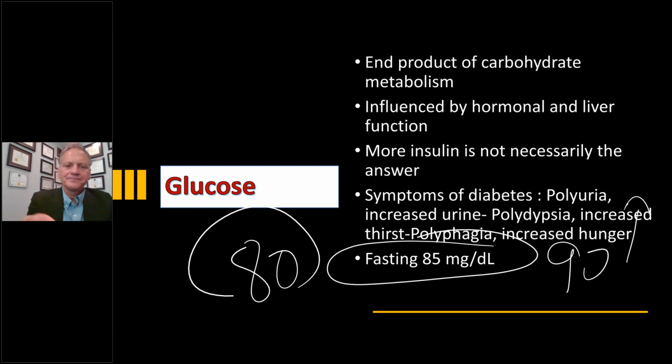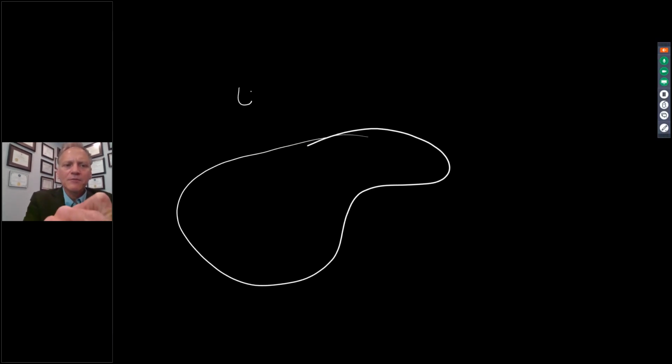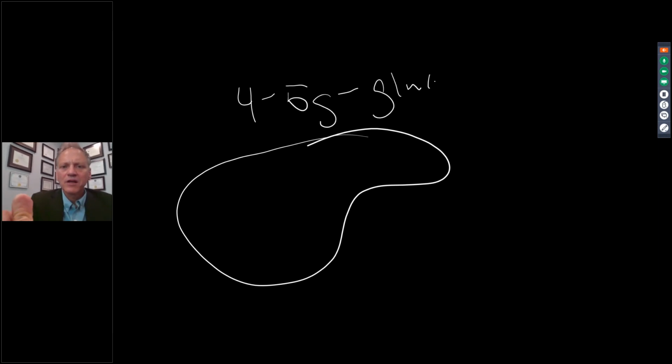So let's look at this. I'm going to draw a drawing here. Here is the liver. We only have about 4 to 5 grams of glucose in our blood at any given time. That's about a teaspoon. That's not very much sugar. From your head to your toes, you have only about a teaspoon of glucose in your blood.